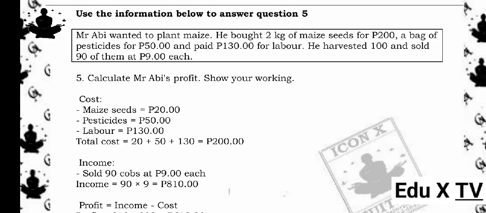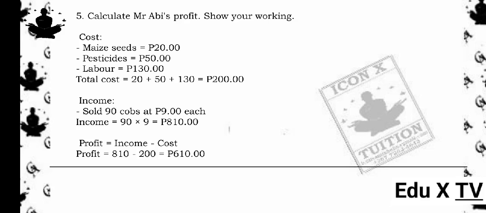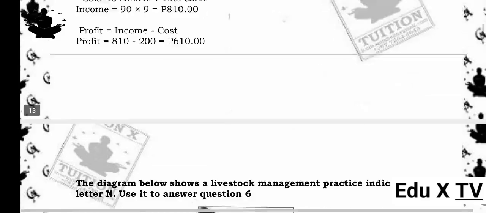Show your working. Cost: maize seeds equals 20 pula, pesticides equals 50 pula, labor equals 130 pula. Total cost equals 20 plus 50 plus 130 equals 200 pula. Income: sold 90 cobs at 9 pula each. Income equals 90 multiplied by 9 equals 810 pula. Profit equals income minus cost. Profit equals 810 minus 200 equals 610 pula.